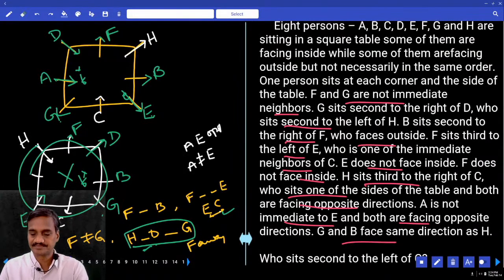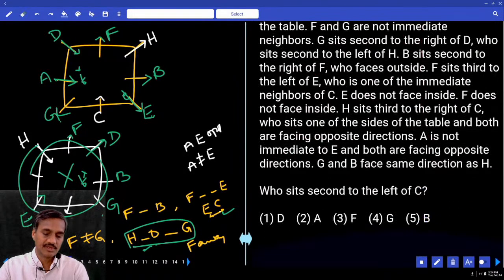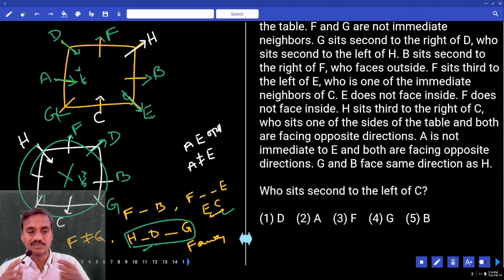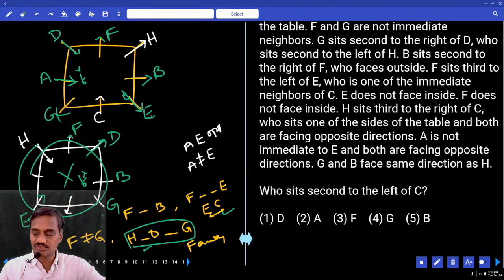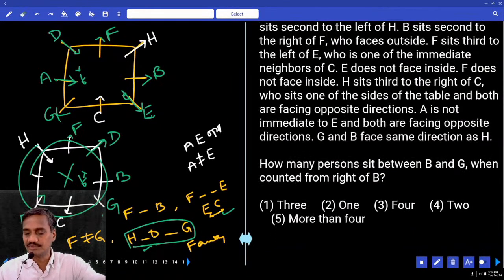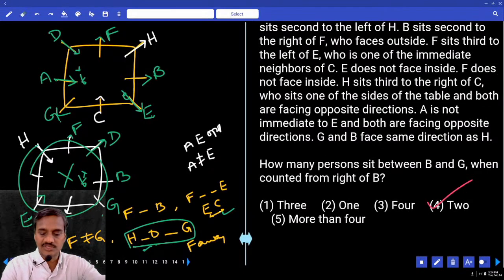Clear? Then, who sits second to the left of C? A, that is choice 2, question number 1. Then coming to question number 2, how many persons are in between B and G, when counted from the right of B? Between B and G, there are only 2. Choice 2 for question number 2.